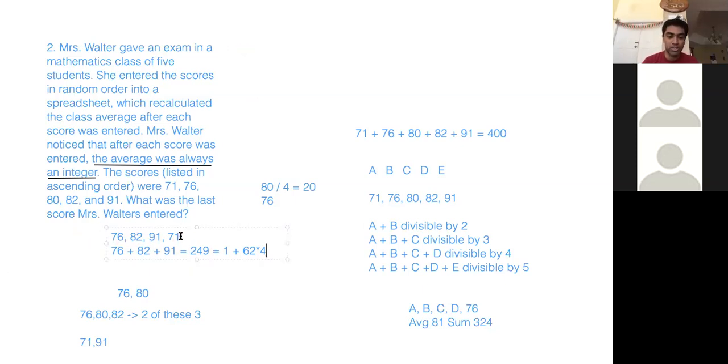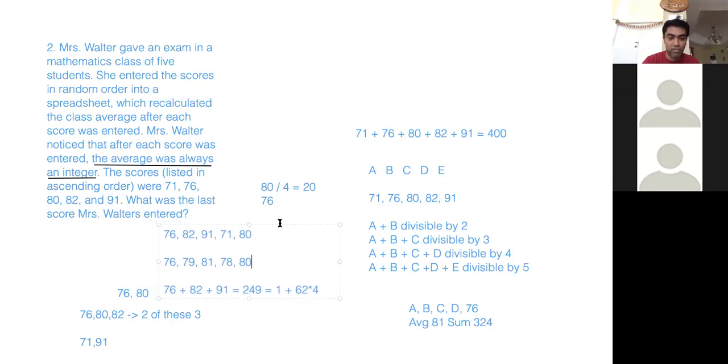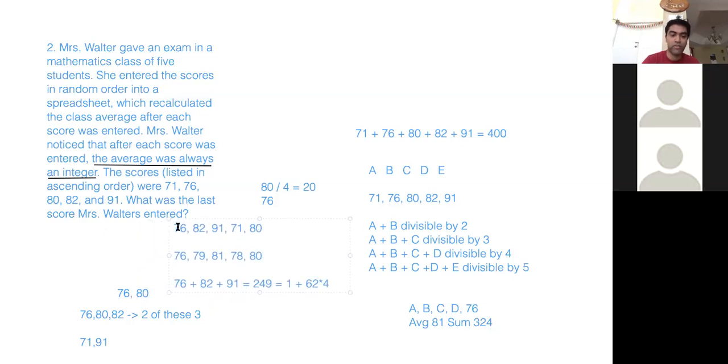Okay, good. So we have the first 4. Now the fifth would have to be 80 to fill the 5. And then we can confirm that the first average is 76, the second average is 79, the third average is 81, and 78 and 80, I believe, are the averages as you add them up, but this is the order of the 5 numbers. Does this make sense? Yep. Okay, good. Let's move to the last one.